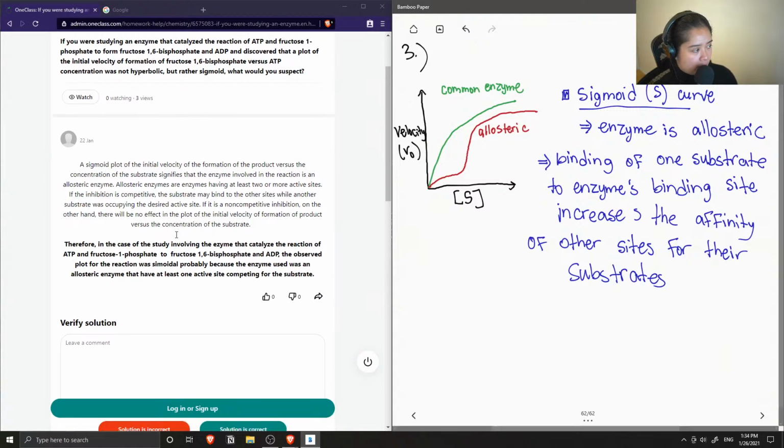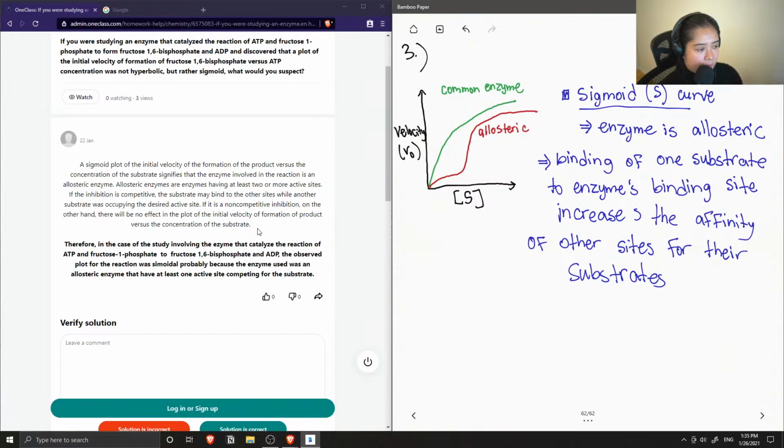So let's see what the junior tutor said. They said that a sigmoid plot of the initial velocity of the formation of the product versus the concentration of the substrate signifies that the enzyme involved in the reaction is an allosteric enzyme. Allosteric enzymes are enzymes having at least 2 or more active sites. If the inhibition is competitive, the substrate may bind to the other sites while another substrate was occupying the desired active site. If it is non-competitive inhibition, on the other hand, there will be no effect in the plot of the initial velocity of the formation of product versus the concentration of the substrate.